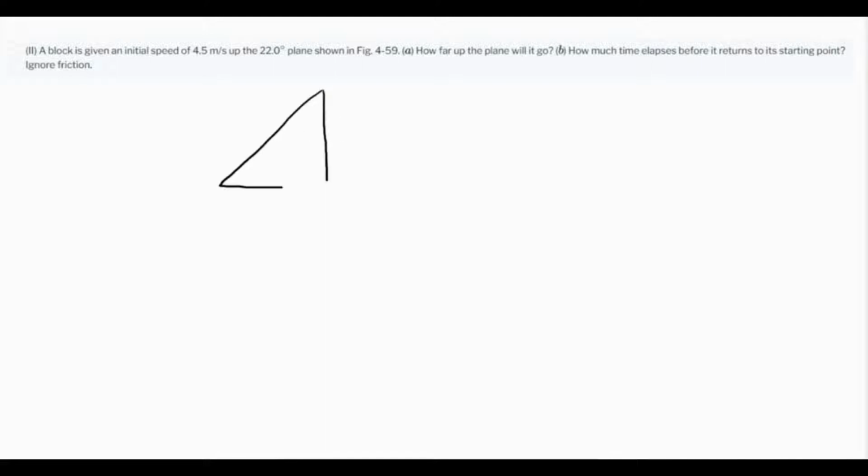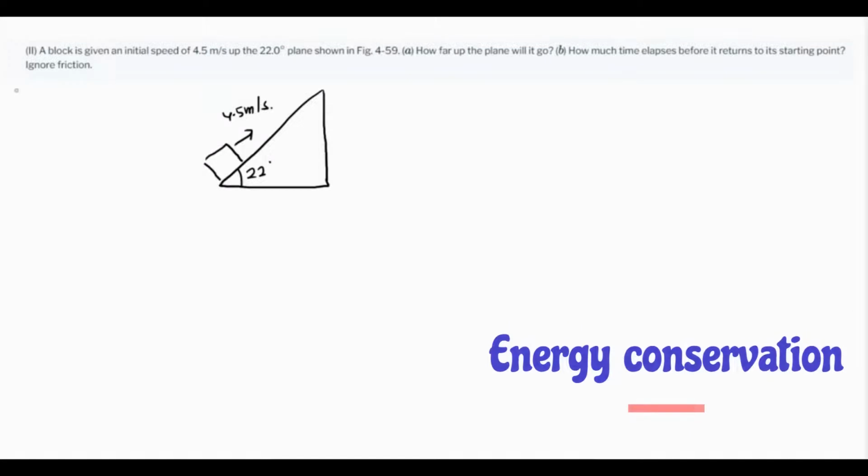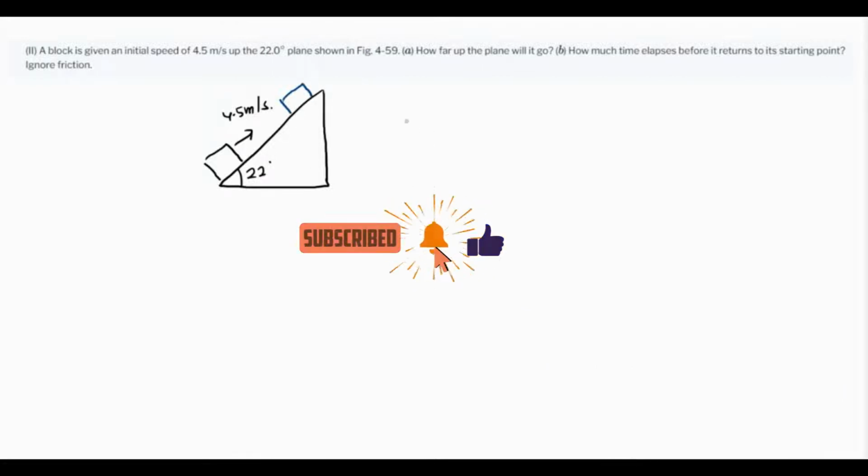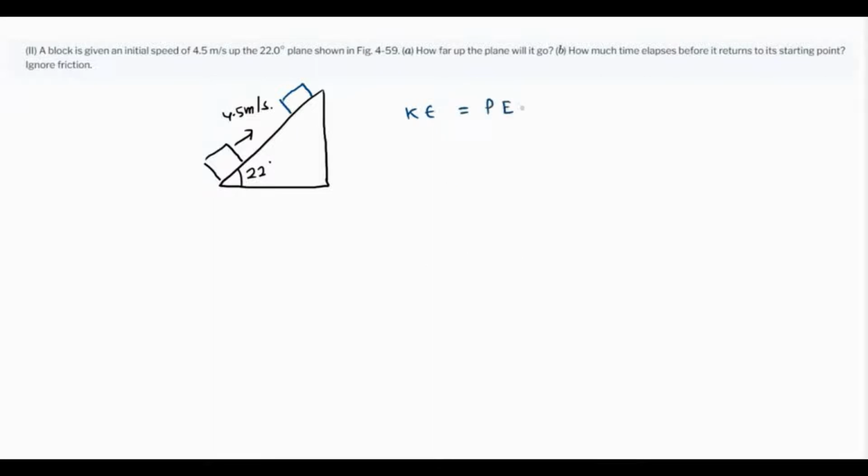There is an inclined plane. This is 22 degrees, and this is the block to which we are given a speed of 4.5 meters per second. The best way to do this is from energy conservation, because there is one point where it's going to go up and stop. So the initial energy, which is only the kinetic energy, will be converted into the potential energy because it stops when it reaches a particular distance.